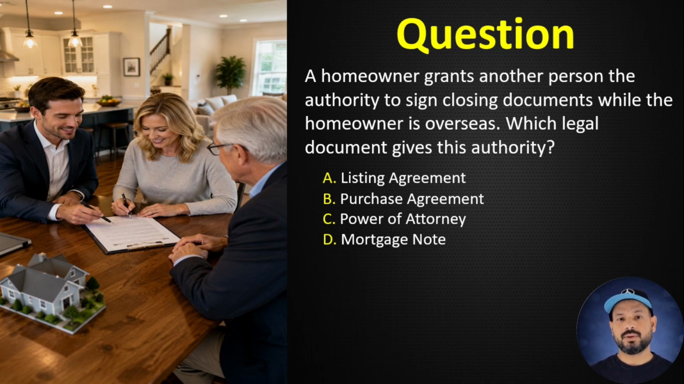Question number 23. A homeowner grants another person the authority to sign closing documents while the homeowner is overseas. Which legal document gives this authority? A. Listing agreement, B. Purchase agreement, C. Power of attorney, D. Mortgage note. Correct answer C. Power of attorney. A power of attorney authorizes another individual to legally act on someone's behalf.